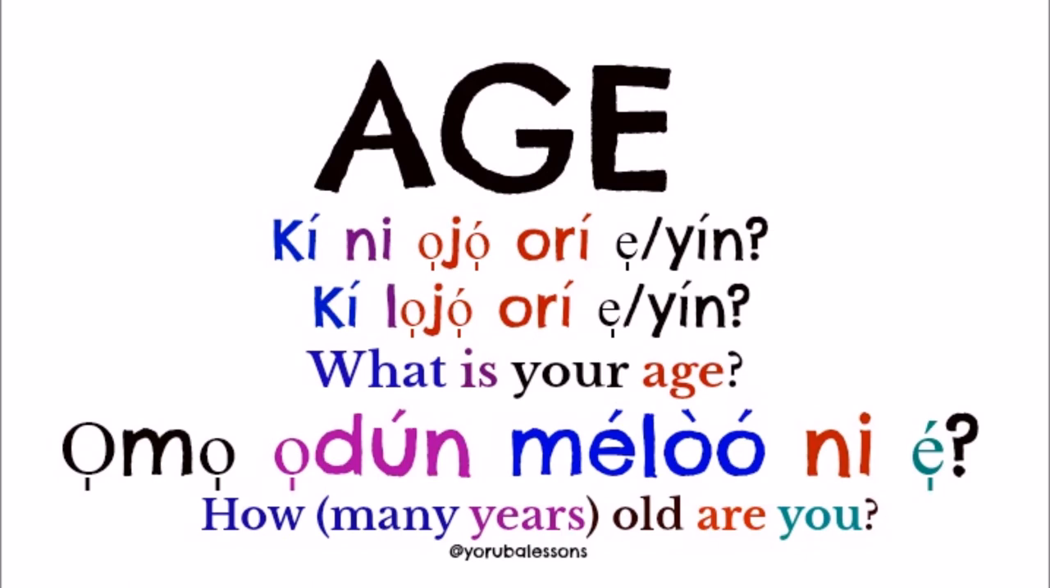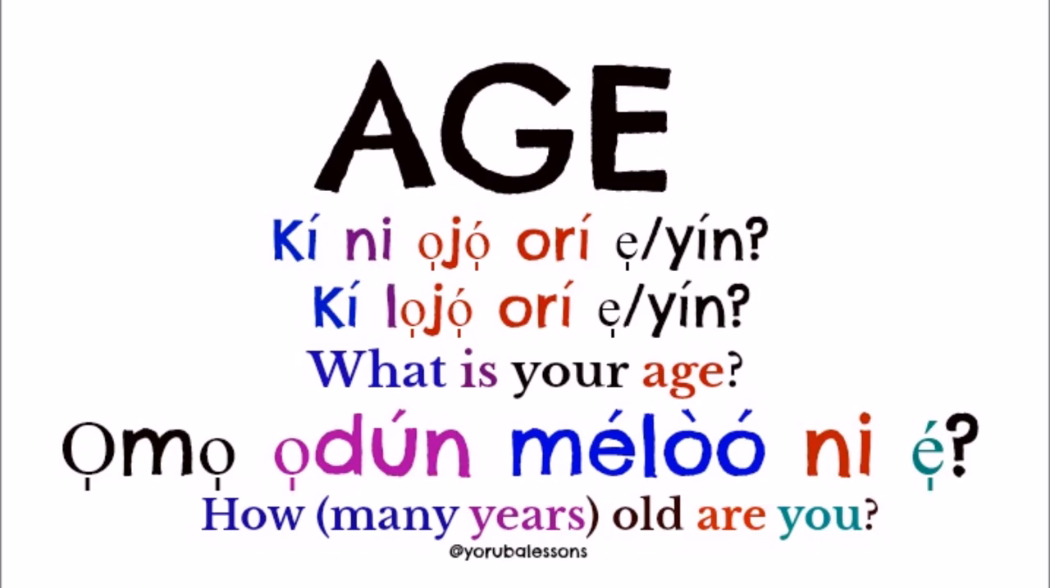If you're asking for more than one person's age, you would say kini ojo ori won. Kini ojo ori won is like what is their age, or what are their ages. So if you see my video on pronouns, you would know what I'm talking about.